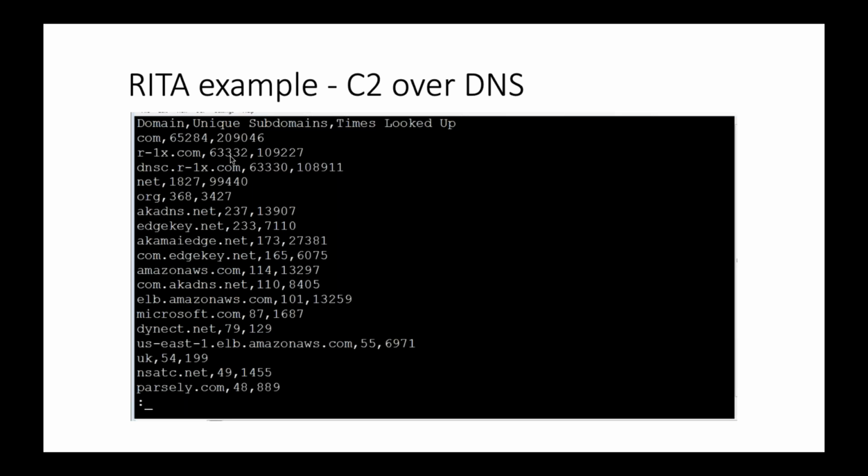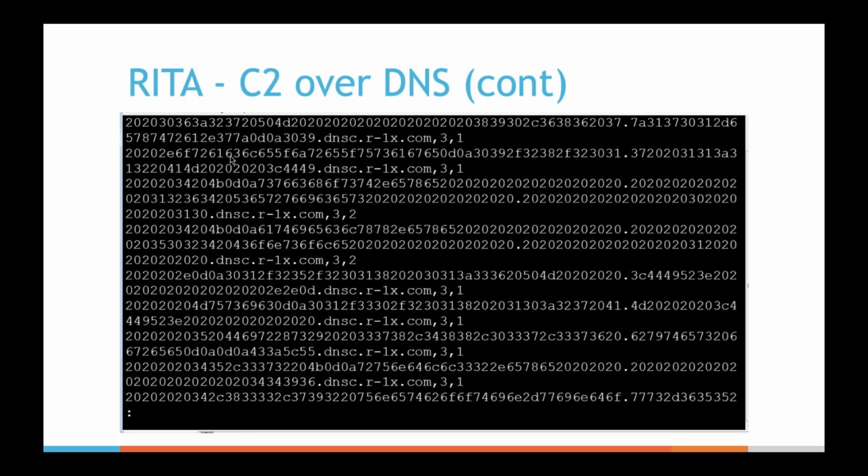So again, RITA helps me zoom in very quickly to see where my command and control channels over DNS are. As I go through the output, I can also see what the fully qualified domain names look like. And as you can see here, yeah, that clearly was not assigned by a person for other people to use, right?